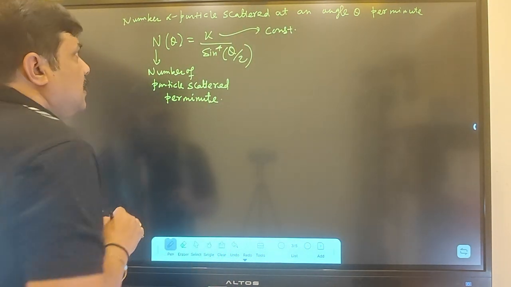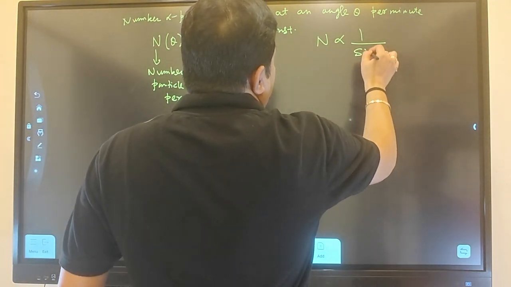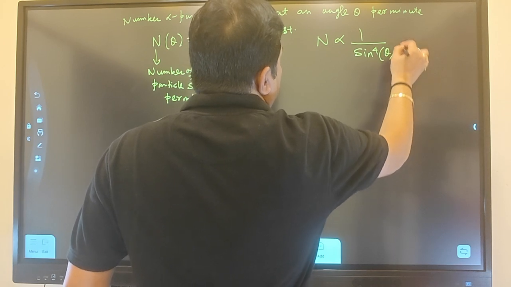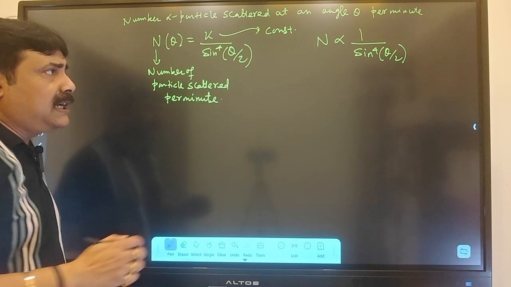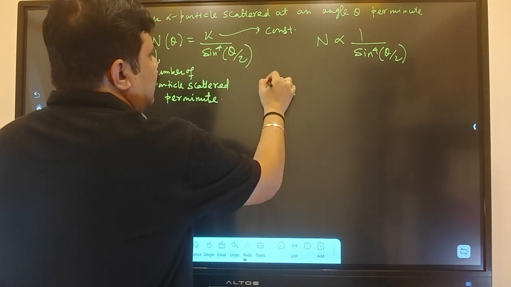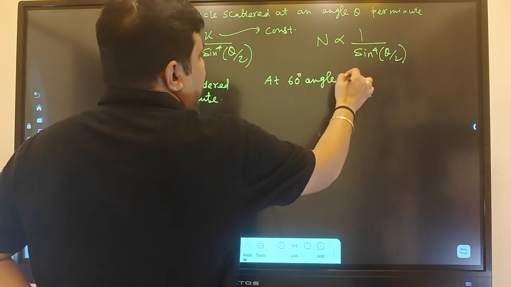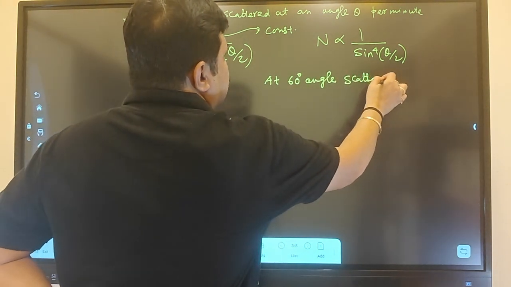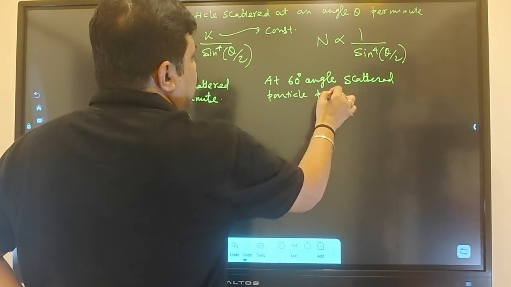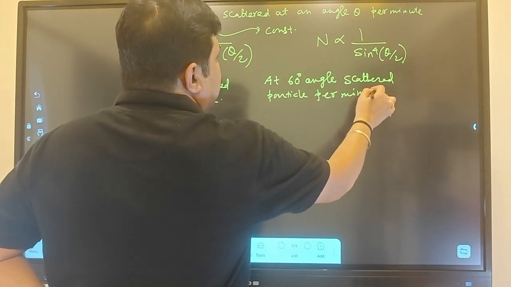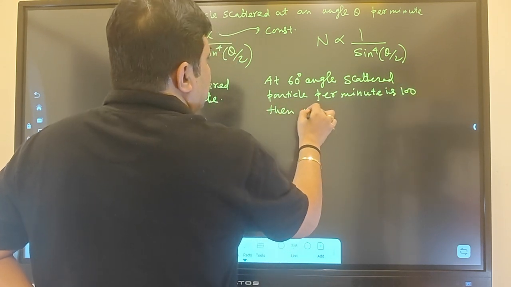That means N is inversely proportional to 1 by sine to the power 4 theta by 2. Now, based on that, if I give one problem, my dear, how will you solve that problem? I am telling you, at a 60-degree angle, the scattered alpha particles per minute is 100.